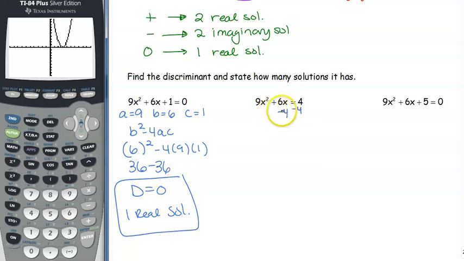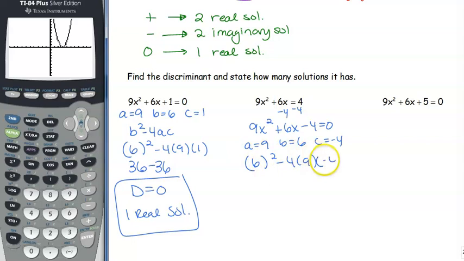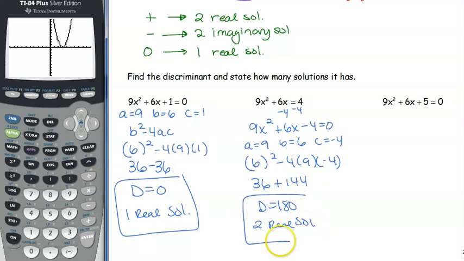We look at the second one. We move that 4 over to get 9x squared plus 6x minus 4 equals 0, giving us a is 9, b is 6, and c is a negative 4. We square our b, minus 4 times a times c, and we've got 36 plus 144 because minus a negative. We get d is a positive 180. Since our discriminant value is positive, we're going to have two real solutions.